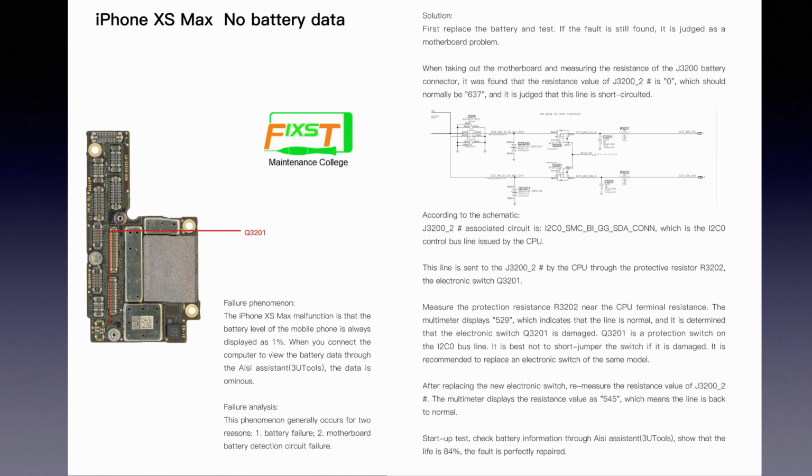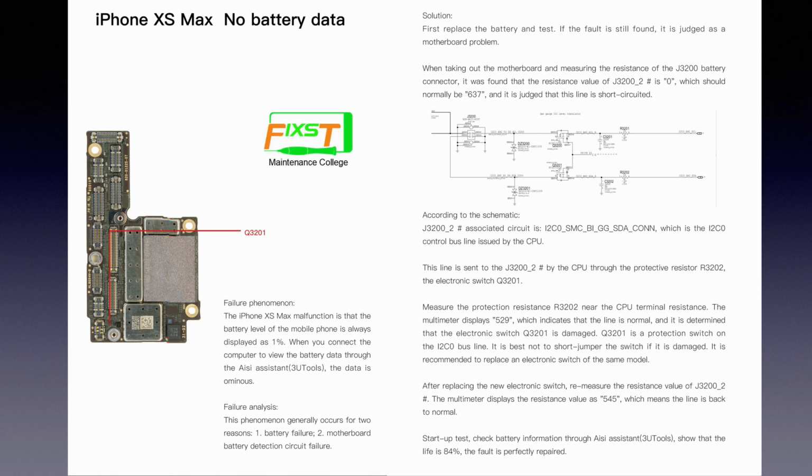This is the iPhone XS Max. No battery data, and the battery level of the mobile phone is always displayed as 1%. When connected to the computer to see the battery data through the video tools, the battery health cannot be seen. During this class, we will know that the reasons are generally two. One is that the battery has some problem, and the second is that the motherboard battery detection circuit has some problem. So first, we need to change the battery to have a try.